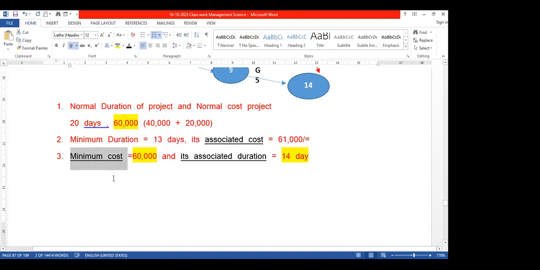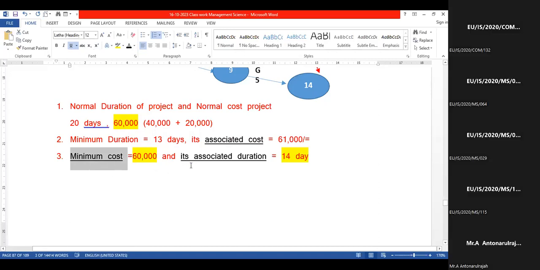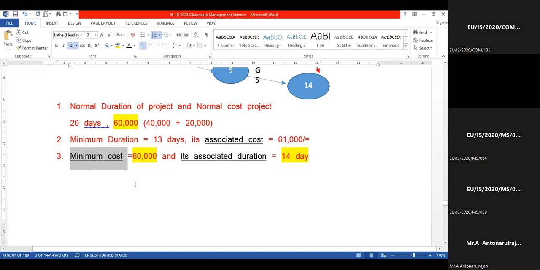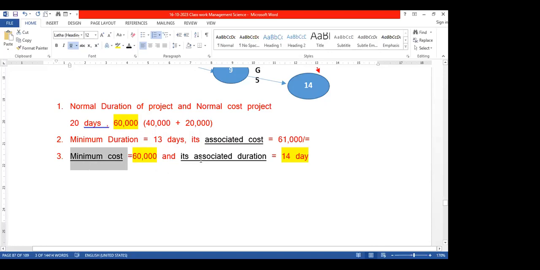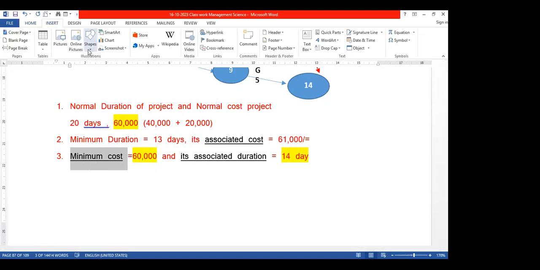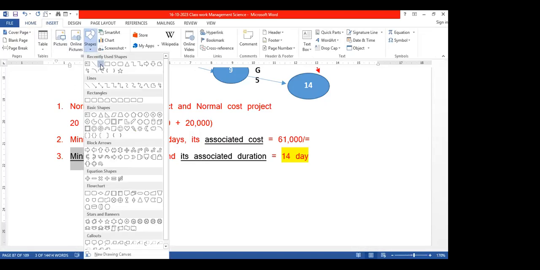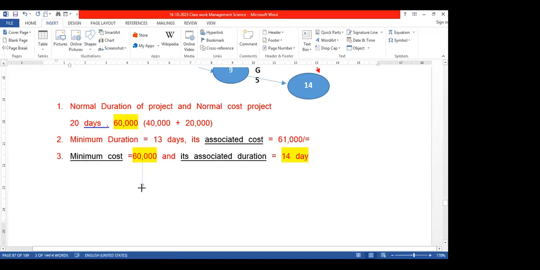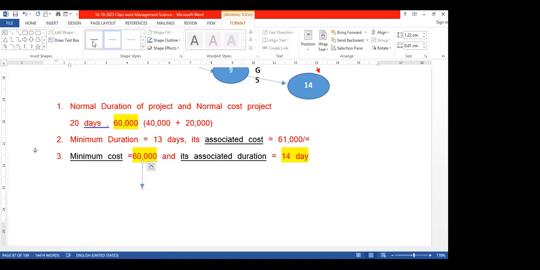Right. Third one, starting with the cost, minimum cost. Starting with the cost of activities, then we have to check what the durations are. Starting with the cost, reducing the cost step by step, find what is the duration associated with that. That is the logic. So starting with the normal cost, we are moving towards what the durations are.